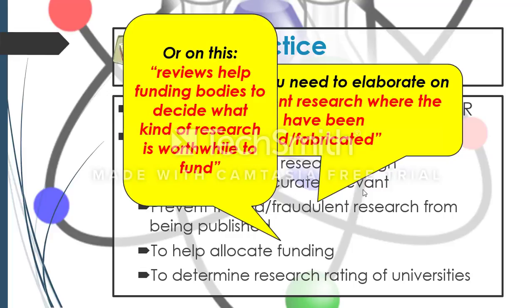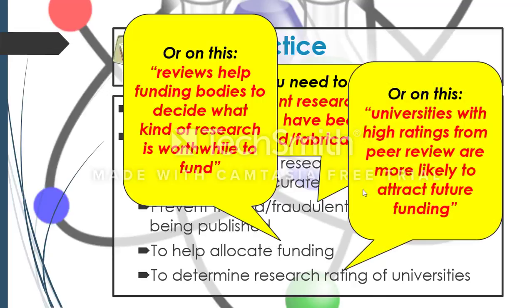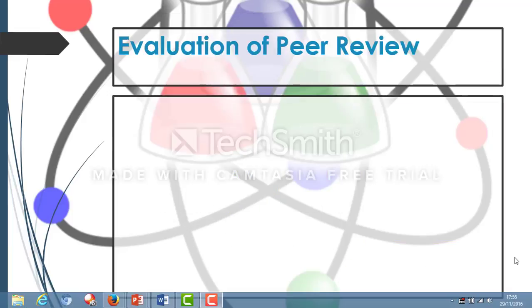Or where you've said to help allocate funding. If you've added that reviews help funding bodies like charities to decide what kind of research is worthwhile to fund, that would get another mark. Or about the last point, you could say that universities with high ratings from peer review are more likely to attract future funding. So just make sure that you've got at least 1 of those extra points from this slide, and then you've got enough for 5 marks.